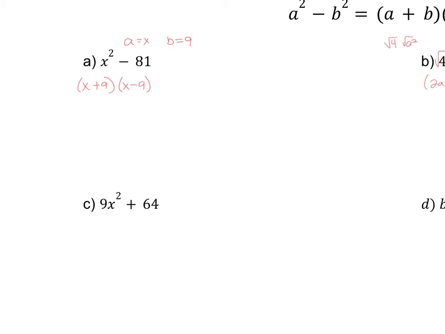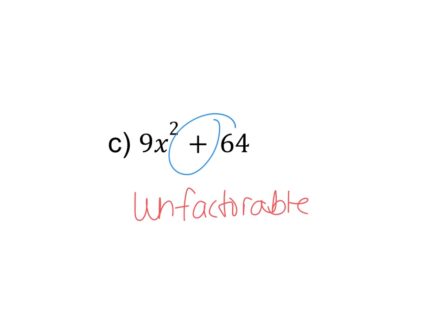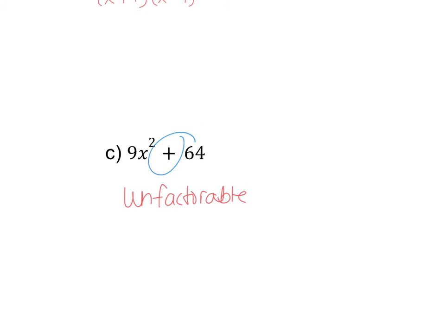All right, let's do two more. Okay, so there's two terms. Yes, perfect. Are they both perfect squares? Yes. But red flag, they are not being subtracted. So don't let this mess you up. Since they are being added, this is unfactorable. You cannot use this. It must be subtraction. It's literally called the difference of squares formula. Okay, so you can't do that one. Let's go ahead and go on to the next one.